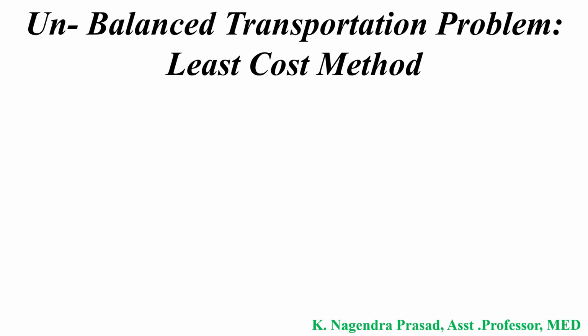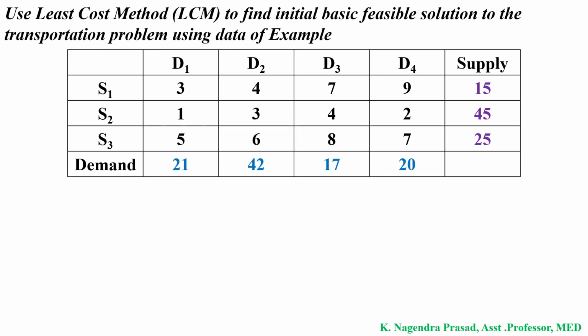In the present video, we will discuss how to solve the unbalanced transportation problem by the least cost method. Let's see the problem. Use the least cost method to find the initial basic feasible solution to the transportation problem using the data of the example. Here are given the different supply centers and demand centers along with the unit costs.